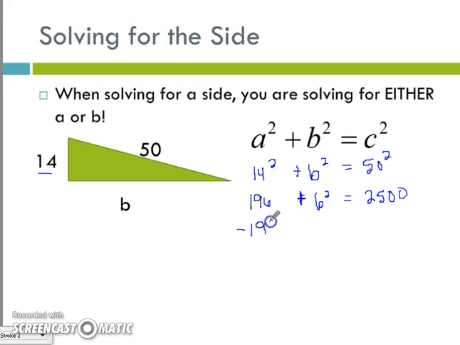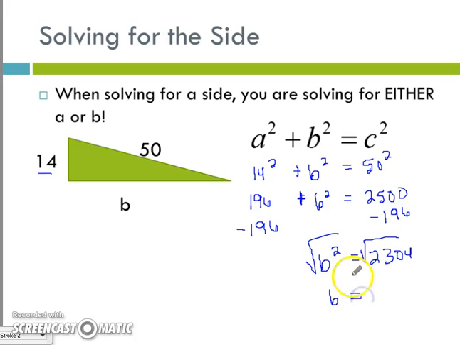So subtracting 196 on each side, we're left with B squared equaling 2,304. And then lastly, if you take the square root of each side, you'll end up with B equal to 48. So the length of that leg is 48.